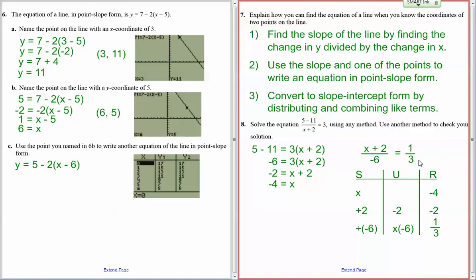So after I pick x, I'm going to add 2 to it, and I'm going to divide by -6. Undoing that would be multiplying by -6 and then subtracting 2. So 1/3 times -6 is -2, and -2 minus 2 is -4. And there we go.